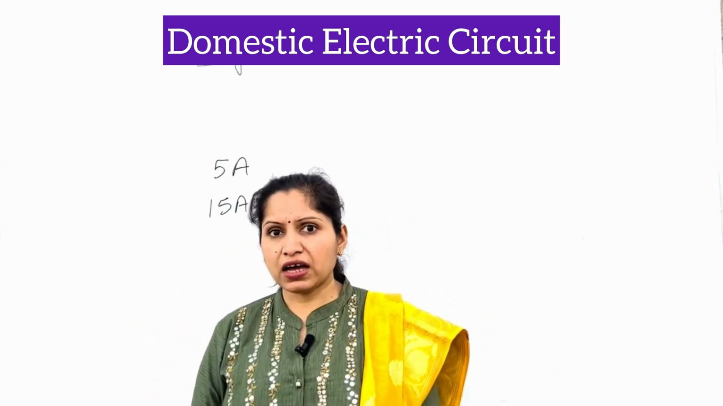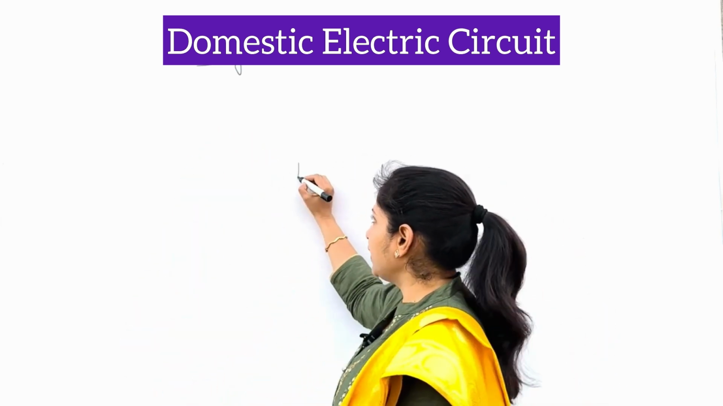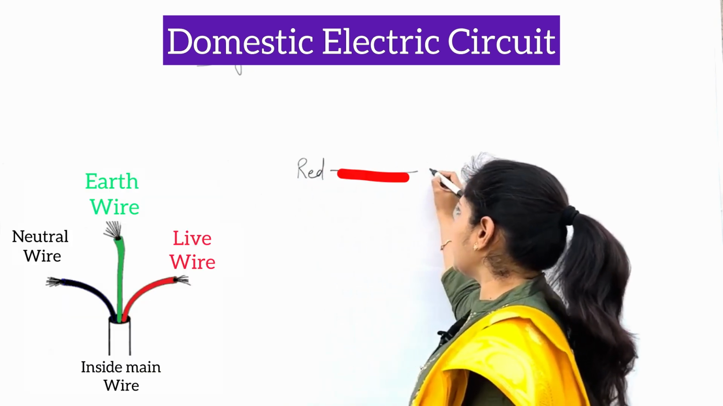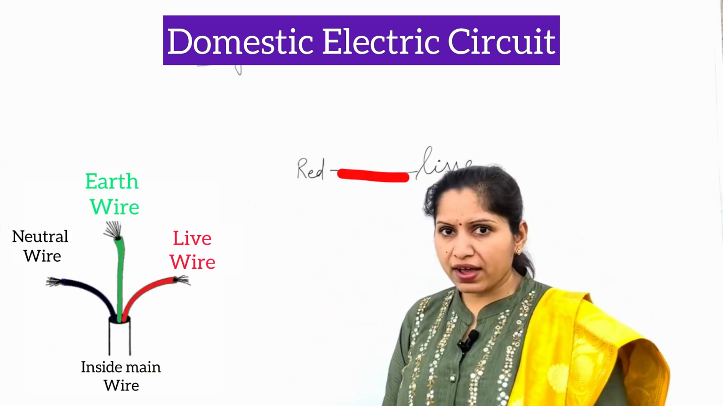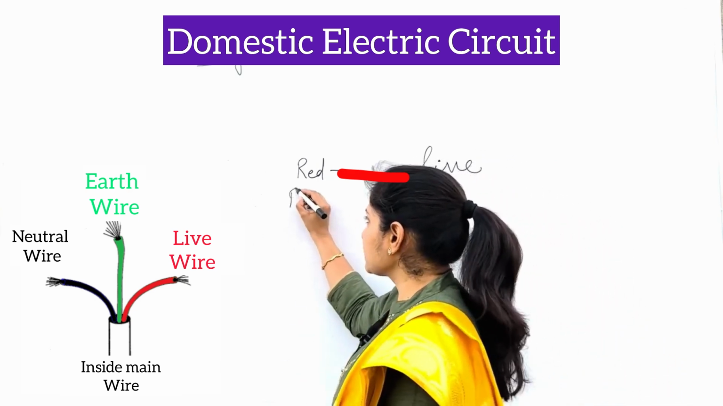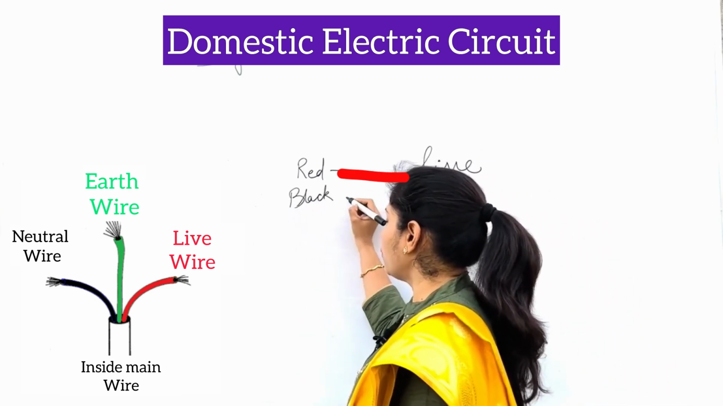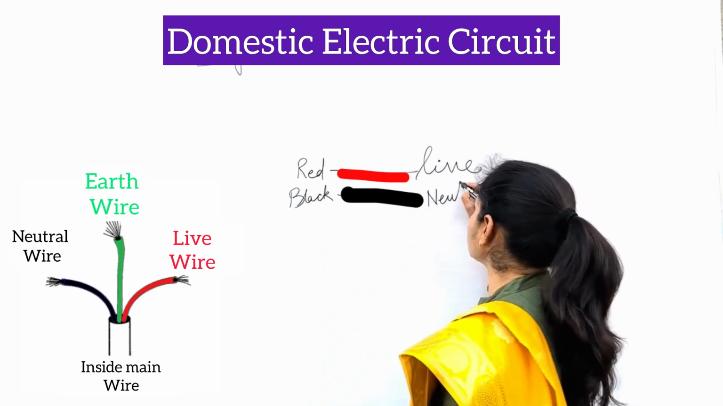Now, in our household circuit, we have three types of wire. One is a red insulated wire, and that is called the live wire. We have a red insulation over the wire, and that wire is known as the live wire. Second is a black insulated wire, a wire having an insulation of black color, and that is the neutral wire.